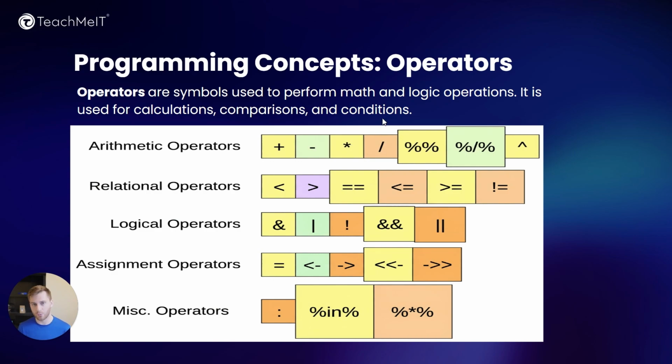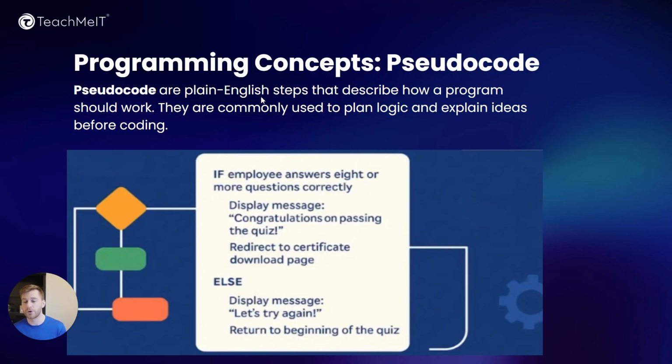You don't need to know what each of these operators actually do, just understand they help us compare, contrast, as well as perform math and different types of operations between different variables. Next up, we have pseudocode. Pseudocode is very simple. It's just plain English steps that anyone can do that describe how a program works. They're commonly used for us to plan logic and to explain ideas before we actually code.